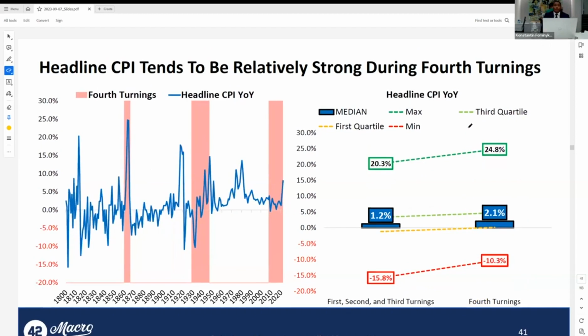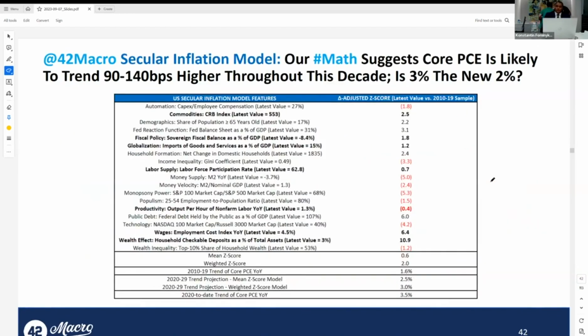Headline CPI tends to be relatively strong in fourth turnings, if you look at the median value there. We put together this model about a couple of years ago that was trying to address what I think they very much discussed at Jackson Hole this past August, which is, where is R-star?